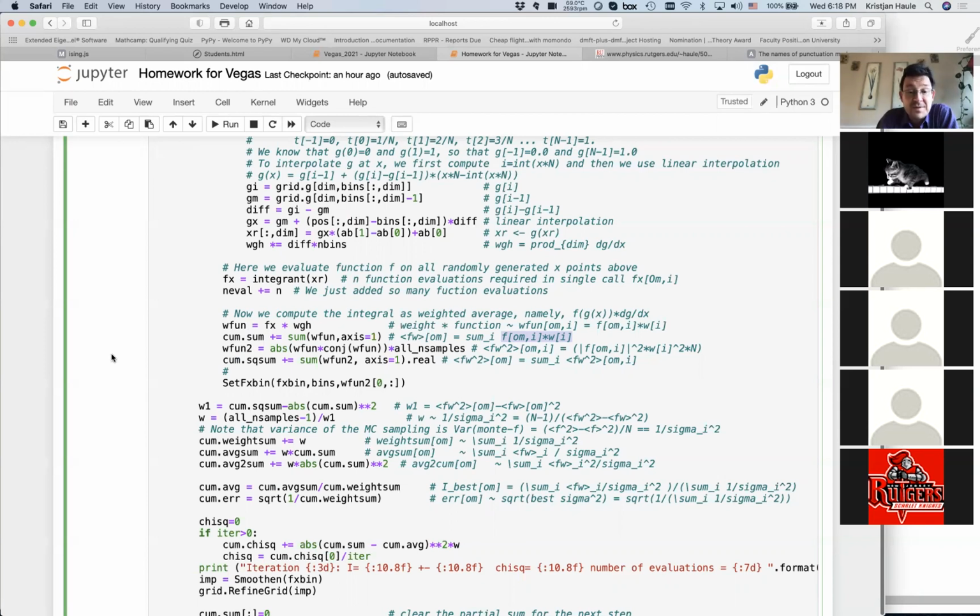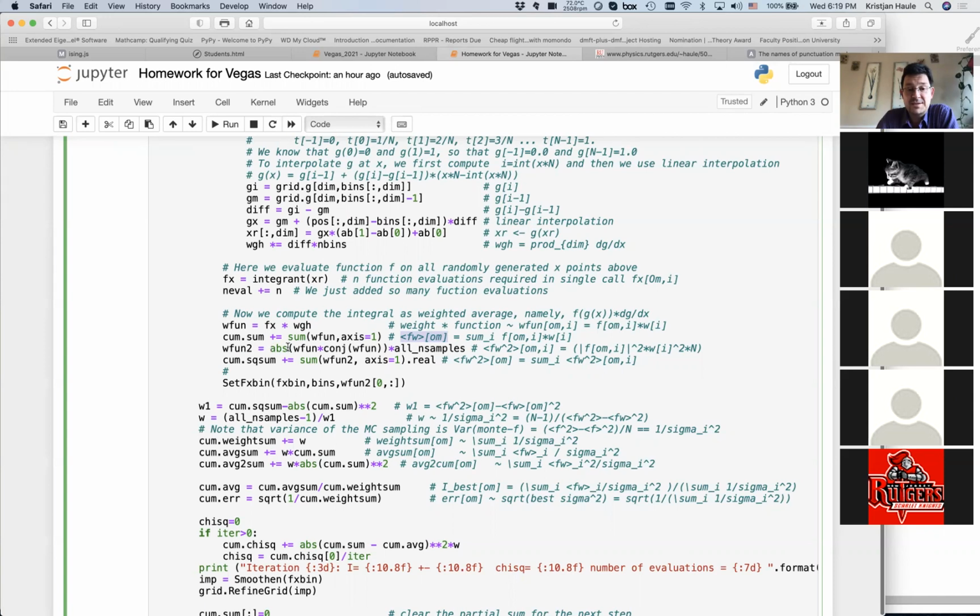Now, thank God, NumPy already comes to the rescue, because it turns out that in addition to the simple routine sum, which would sum over all dimensions, we also have a routine in which we can specify over which axis we want to sum. And if we set axis equal to 1, that means it's going to sum over the second dimension only. The first dimension is going to be kept, okay? So basically, this cum sum now becomes a one-dimensional array of omegas, just like what we expect.